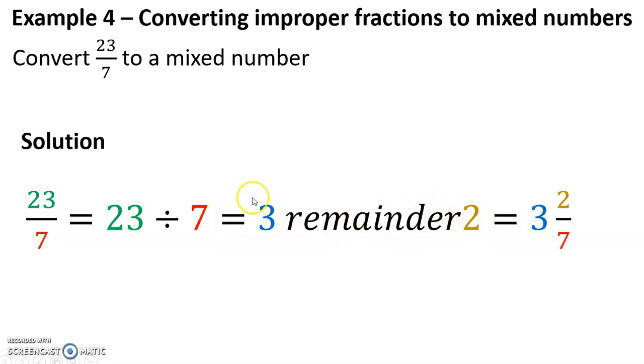So my 3 becomes the whole number of my mixed number. My remainder is now my numerator, and my denominator remains the same. I had a denominator of 7, it remains as a 7 for the fraction component of my mixed number. So pause the screen and copy this example into your workbooks, please. Use colour coordination to help.